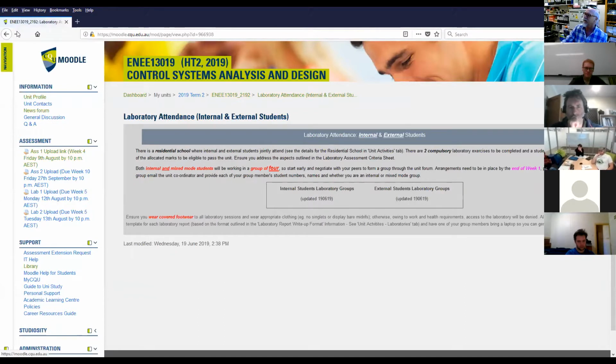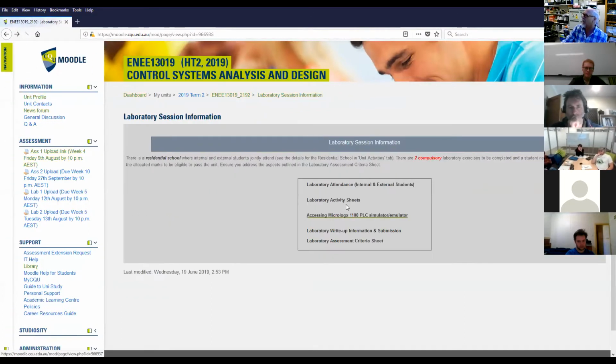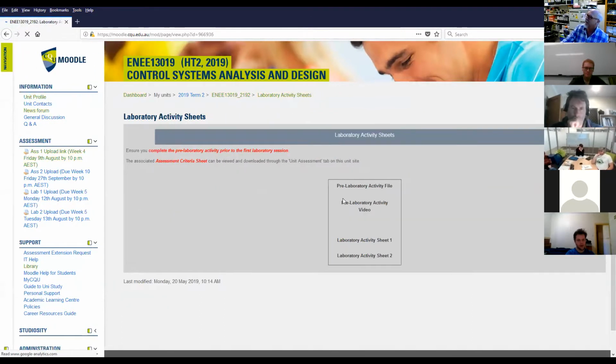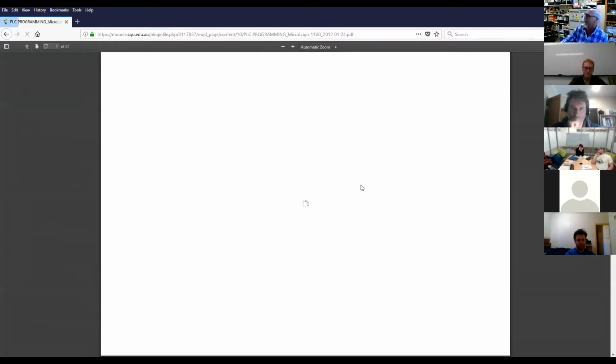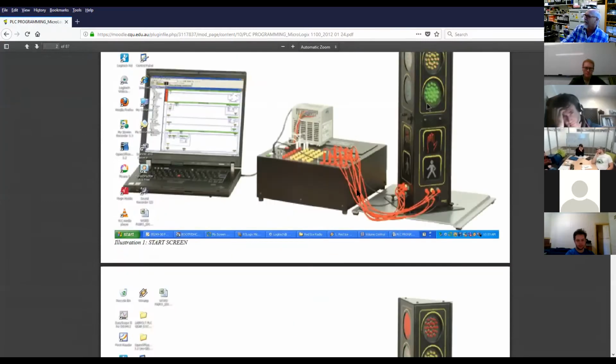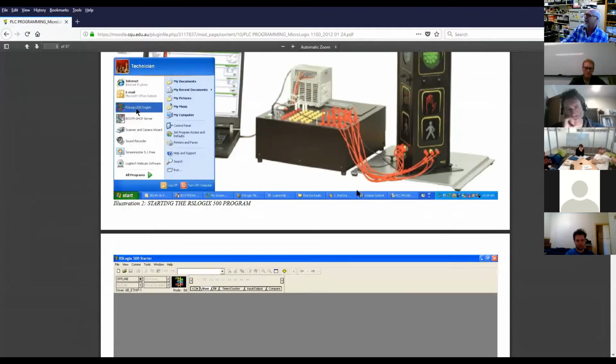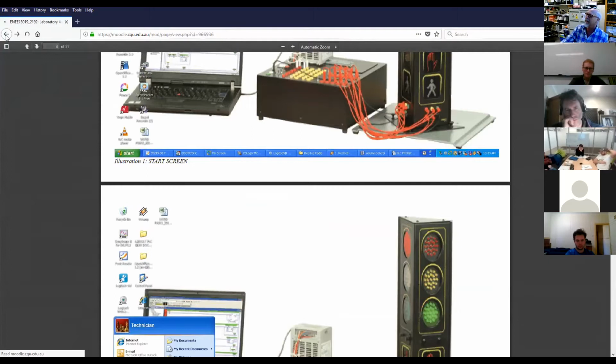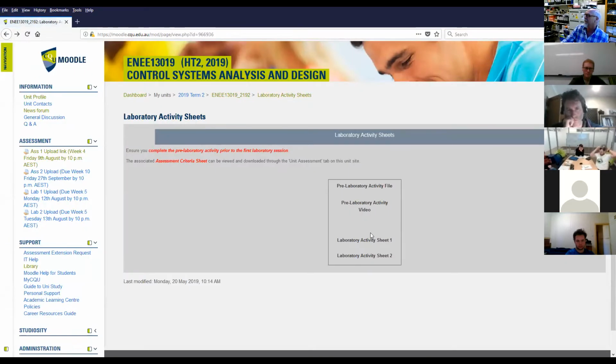The key thing, of course, is to go in and look at the laboratories, because there are the activity sheets. You can download all this stuff. There's a pre-laboratory explanation sheet. We've had that for quite some time, so go and have a look at that. There's a little video that basically covers that booklet and will take you through it. There are your sheets. Click on all that and get all that done.